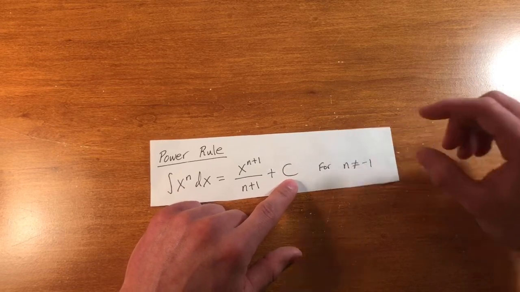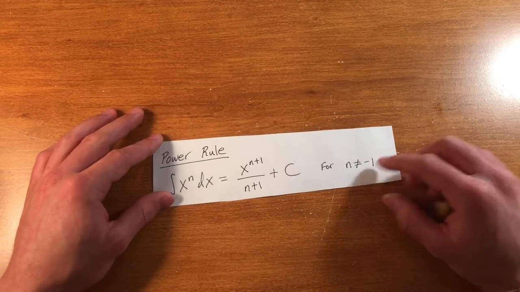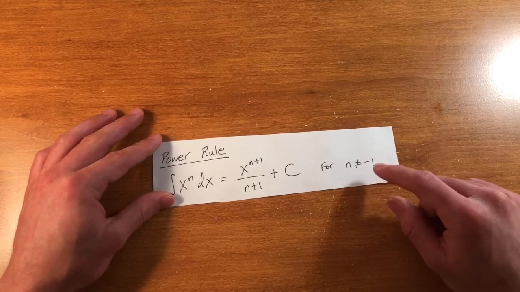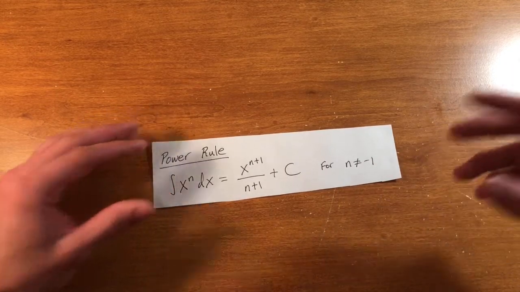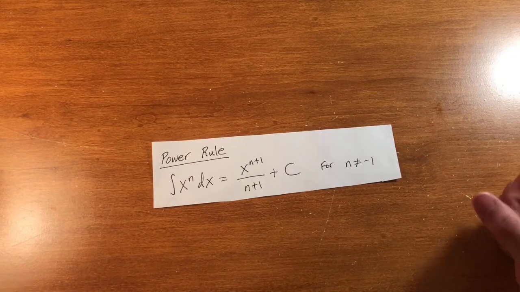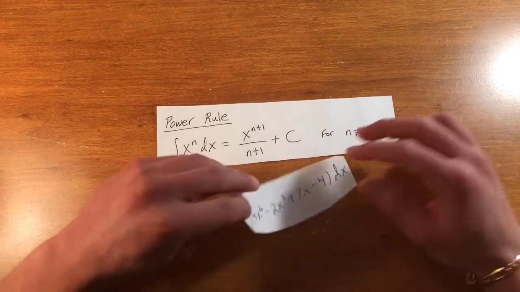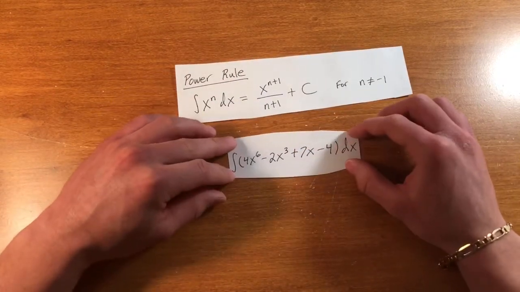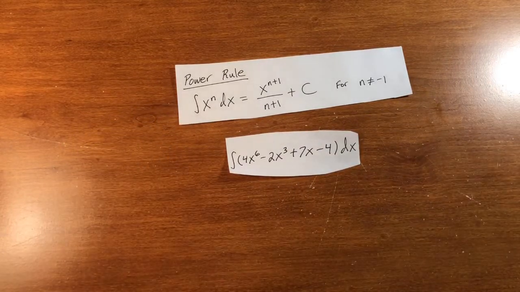Okay? Now the only exception to this power rule is for n equal to -1. Okay? And we'll look at what happens when n equals -1. Alright, but let's first look at a pretty standard example here. Okay, it's integral 4x raised to the 6 minus 2x cubed plus 7x minus 4.